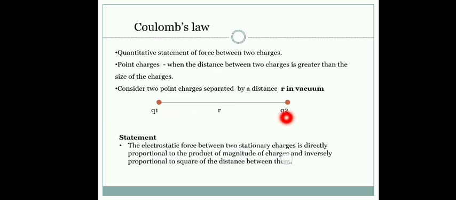If Q1 and Q2 are like charges, then the force present between Q1 and Q2 will be repulsive, because you know like charges repel each other. But if Q1 and Q2 are unlike charges, then an attractive force exists between them. As you know, unlike charges attract each other. However, a force is present between Q1 and Q2. It can be attractive or repulsive depending upon the polarity of the charges.